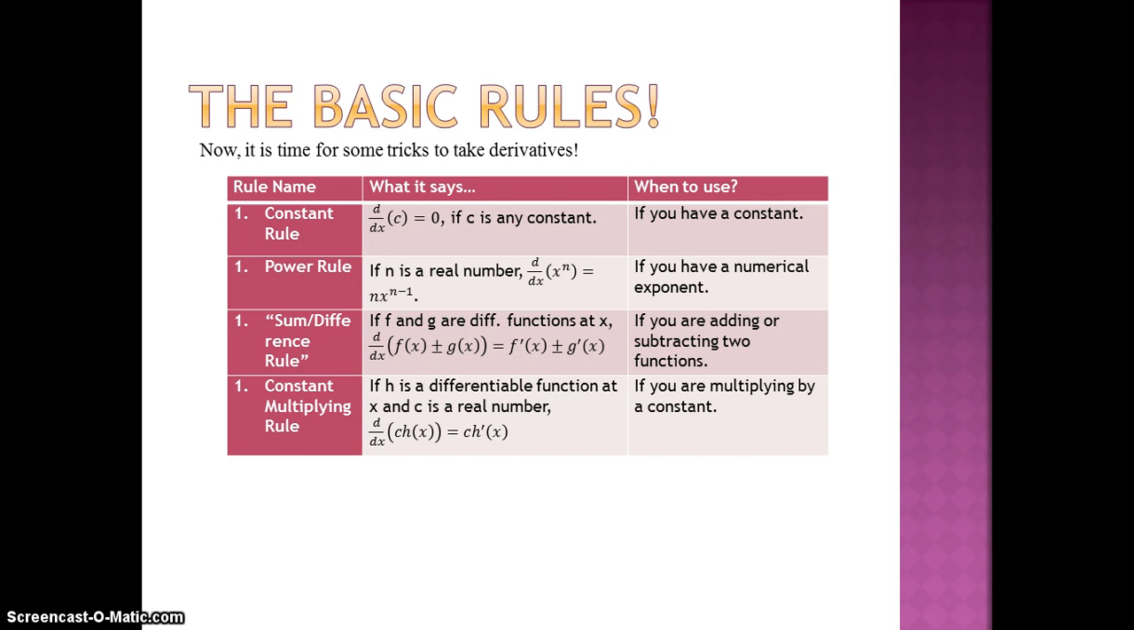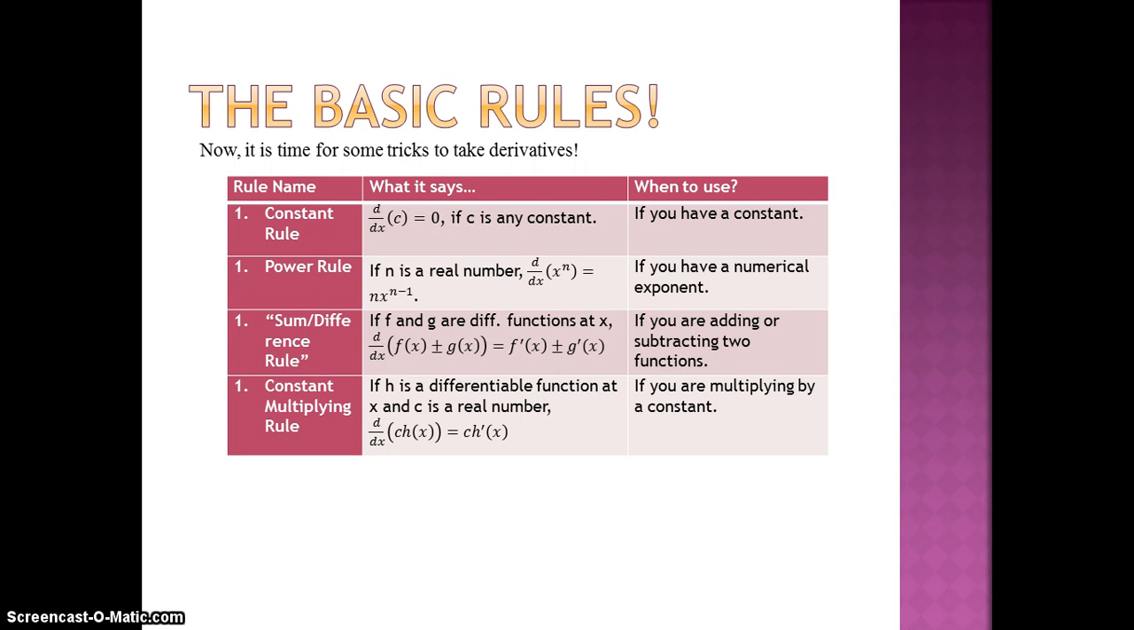Another rule that we'll encounter a whole lot over the course of the rest of AP Calculus is the power rule. And basically that says if n is a real number, the derivative of x to the n is n times x to the n minus 1. So that's if you have a numerical exponent. Say, for example, y equals x to the 7th. The derivative of y equals x to the 7th would be 7x to the 6th.